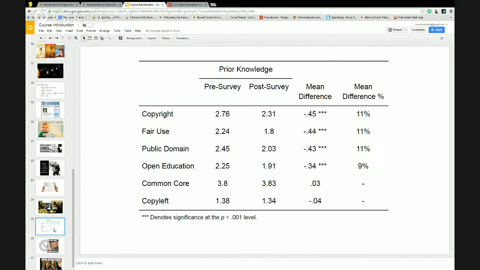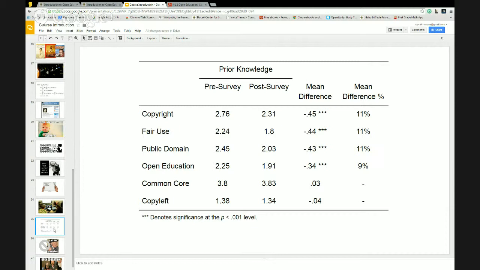Things like Common Core. Copyleft was a different issue because virtually everyone coming in had never heard of copyleft before. And so as they went through the institute, they weren't operating under false assumptions because they didn't have any assumptions to operate under. But I think this is really important because if educators already believe that they understand copyright and already believe that they understand fair use, then this creates a situation where they don't recognize the need to learn more about open education. And they think that they're operating in an optimal place when they're actually not.